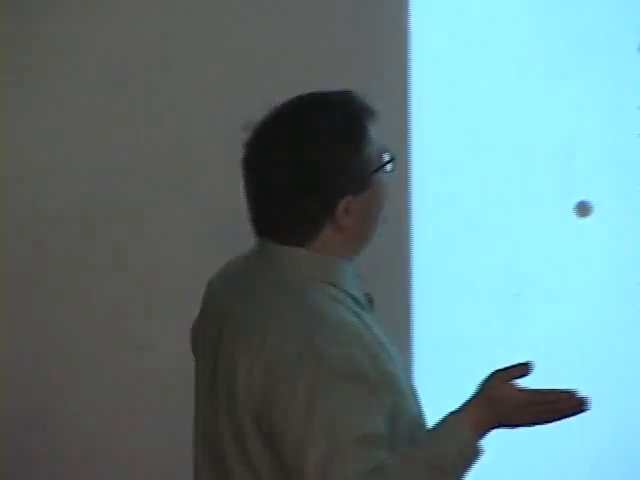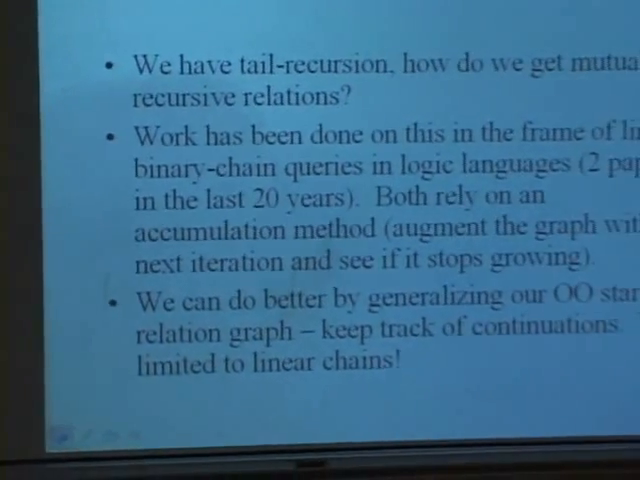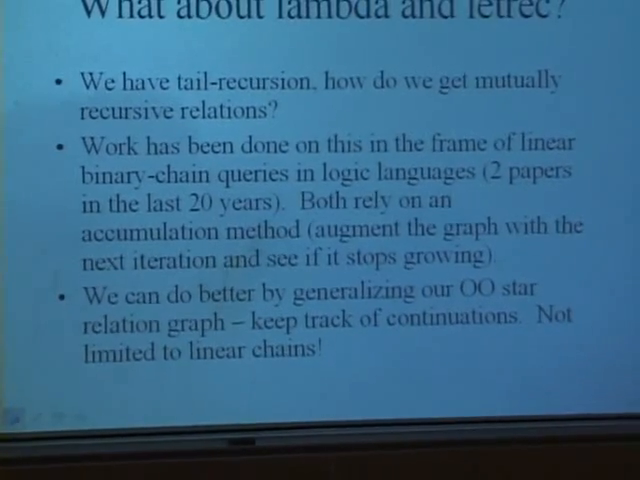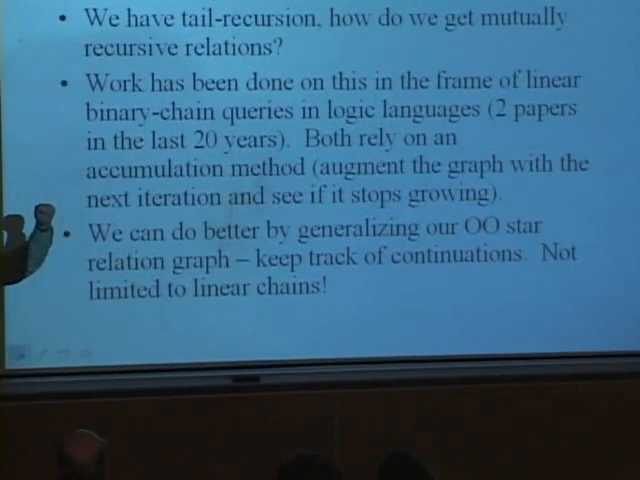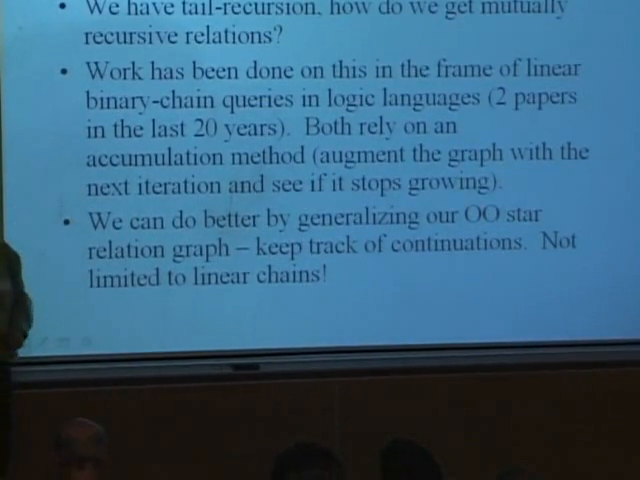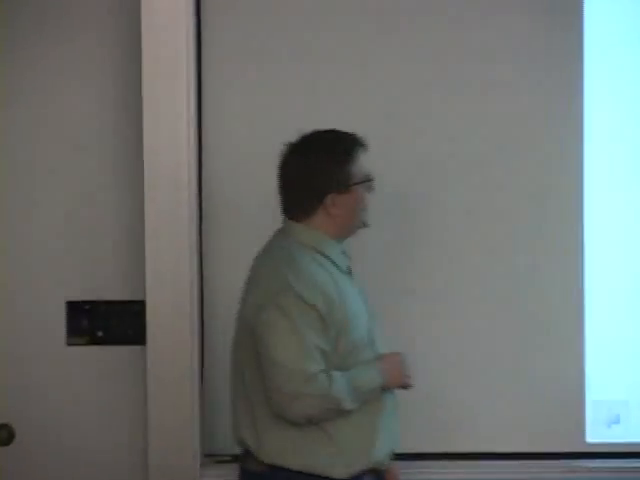Now, but if you have a linear binary chain query, a set of linear binary chain queries, in other words, a set of relations like R1 of x, y, R2 of y, z, etc., where no relation appears more than once, that's why it's linear, then you can use this construction to bootstrap somewhat into that, but you have to revert to an accumulation method. At least that's the way it's been formulated so far.